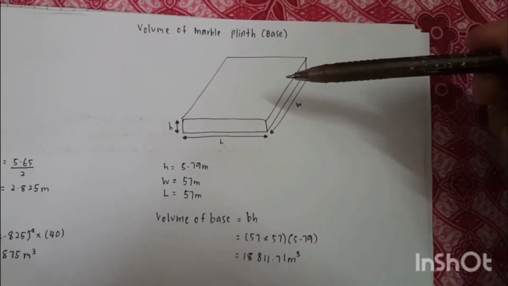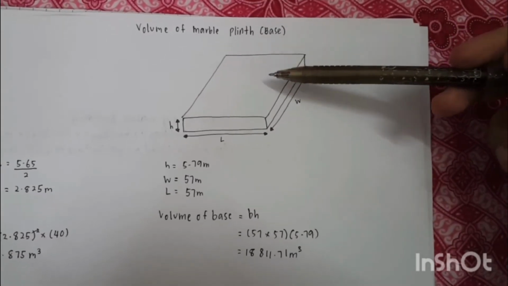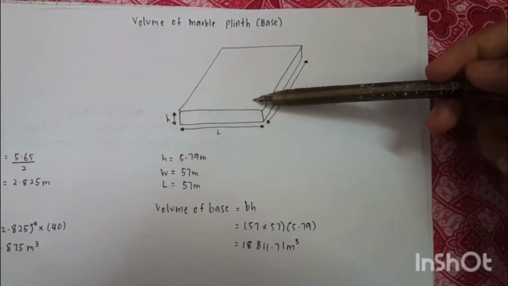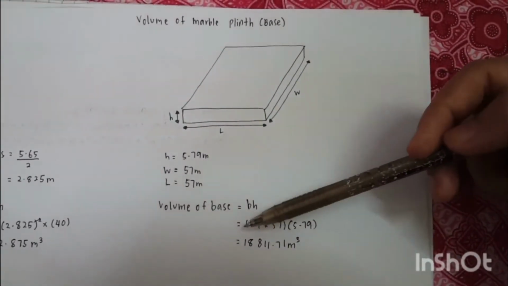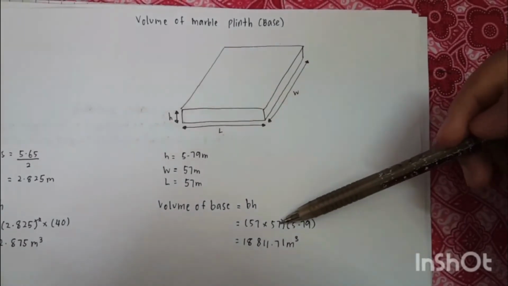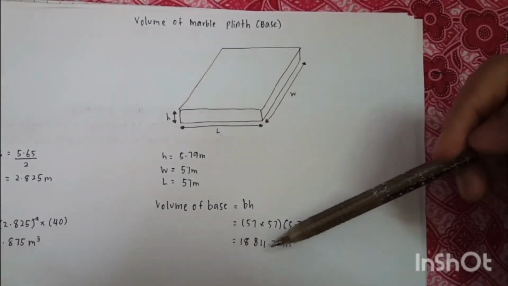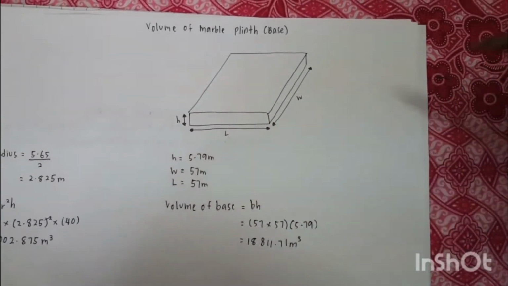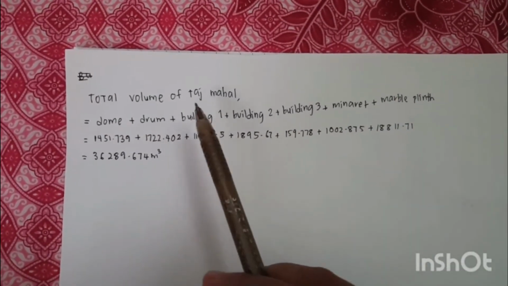So the last shape involved in case 1 is the marble plate, which is the base of the Taj Mahal building. We use this formula to find the volume for this base, which is BH. So we insert the value into this formula: 57 multiplied by 57, and then we multiply again with 5.79 meter. Then we got the answer 80,811.71 meter cubed.